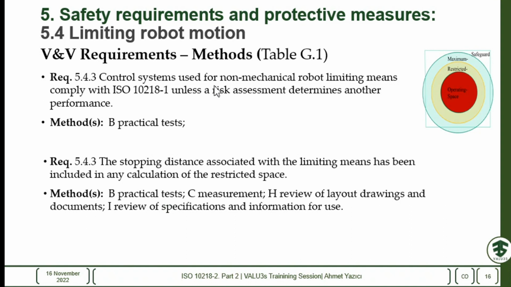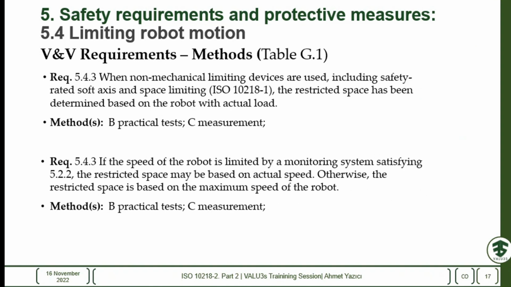This is about the control system for non-mechanical robotic means of limiting. There are also some practical tests. The stopping distance associated with the limiting means has been included in the calculation of restricted space. As you know, if there is a monitoring system provided by an external safety sensor, then the stopping distance may also change depending on the velocity and load of the robot. So this requires an additional monitoring system.